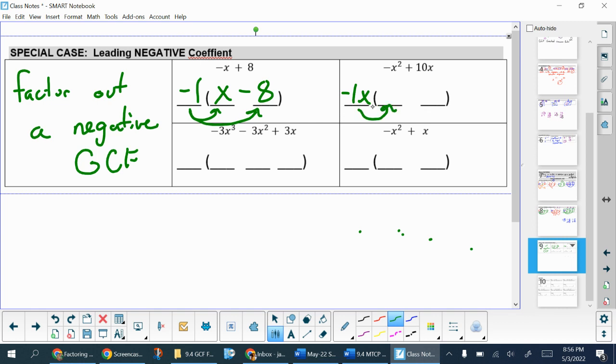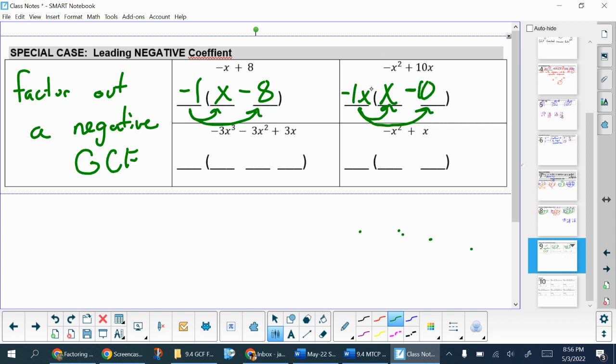What do I have to multiply by? Negative 1x times what makes negative x squared? I've got the negative sign already. I've got one of my x's, but I need x squared, so I need to multiply by another x. Negative times a positive makes the negative. When I multiply on this one, I need to get a positive, so a negative times a negative would make a positive. 1 times what makes 10?